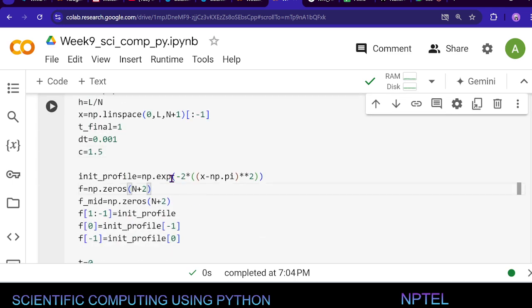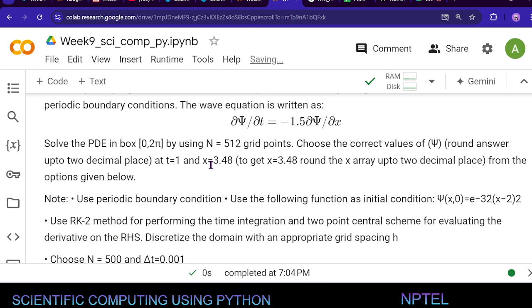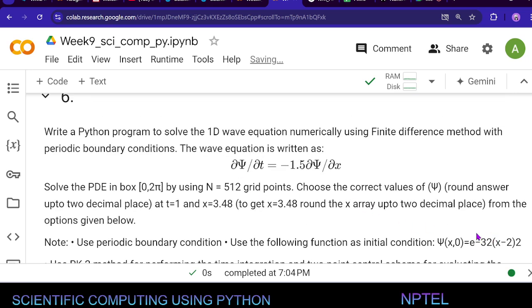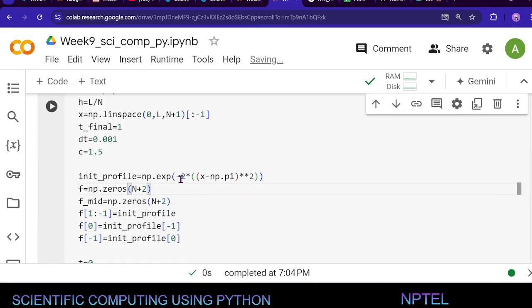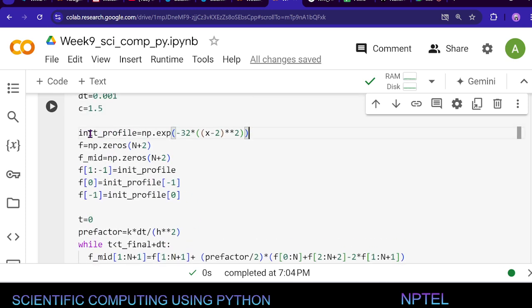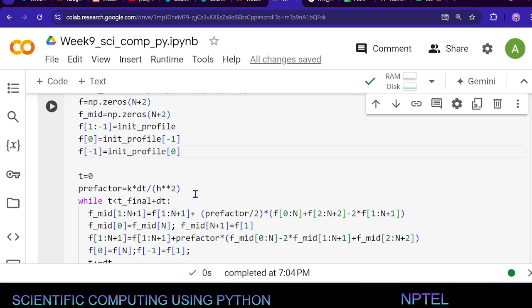Initial profile is np.exp of minus 32 times x minus 2 squared. So this is 32 and x minus 2 squared. F is this, whole thing is same. This is a general thing. Yeah, t is equal to 0. This prefactor will of course be different. It will be minus c times, what was it?